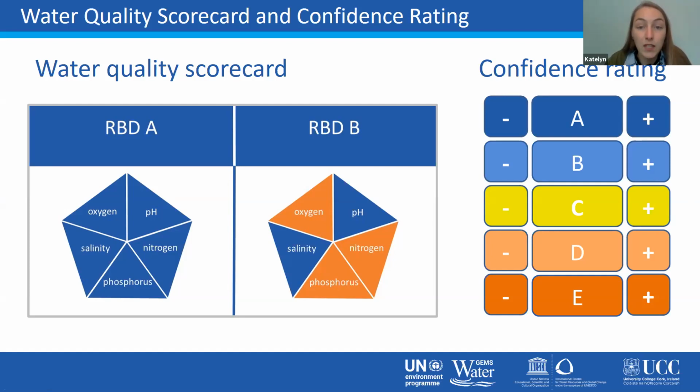So this scorecard can be determined at any level, whether it's monitoring station, water body, or river basin, to see which parameters are meeting the target values and those that are not. This tool can be a simple graphical way of communicating the indicator and the information that goes into calculating it to other people. And then the confidence rating on the right-hand side of this slide gives an idea of how much data was used to calculate the score.